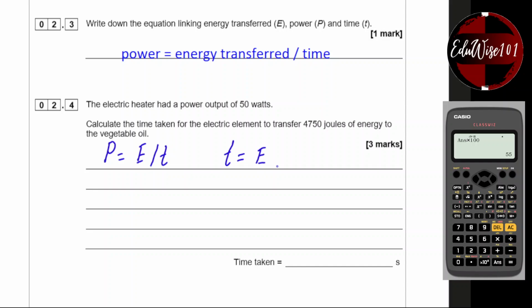Time equals energy divided by the power. So 4,750 divided by 50 equals 95 seconds. 95 seconds.